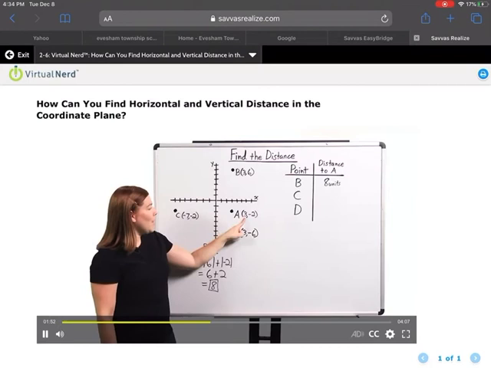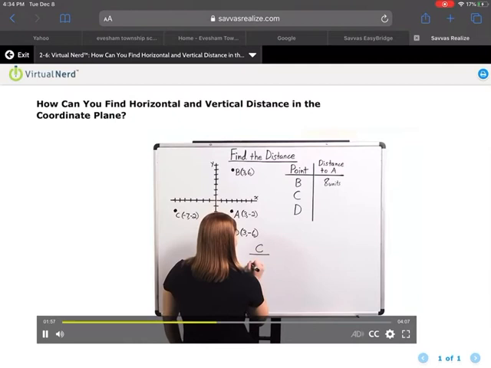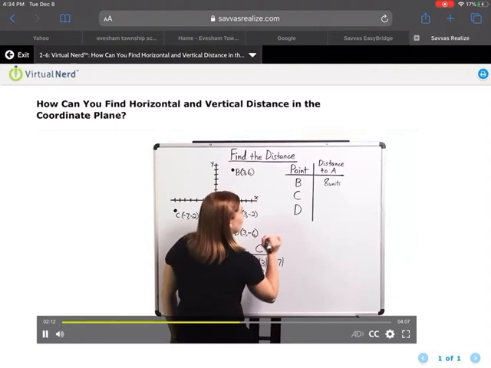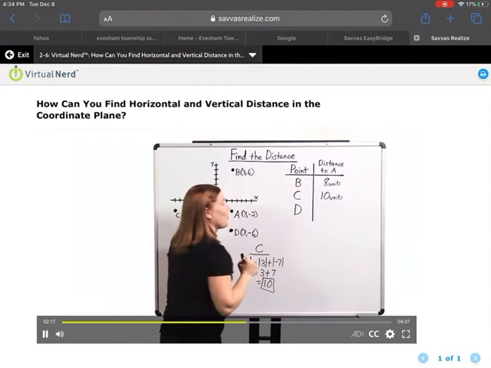Our trick will work. So to find the distance between these two points, we can take the absolute value of 3 plus the absolute value of -7. And we get 3 plus 7, or a distance of 10 units. So points A and C are 10 units apart from one another on the coordinate plane.